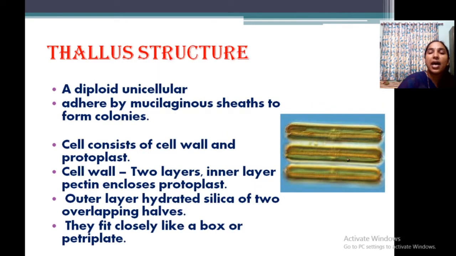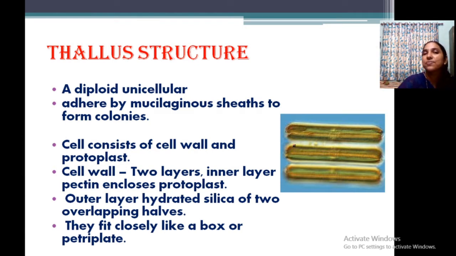Okay. Thallus structure, very simple thallus, but you can observe it only under a microscope. When you take 1 ml of fresh water and put it on a slide, you can see a huge number of these planktons moving here and there. So Pinnularia may also be present in that group. Okay, they are diploid unicellular cells. Sometimes two or three cells may form a colony. They form a colony by a mucilaginous sheath. You studied one colonial form.